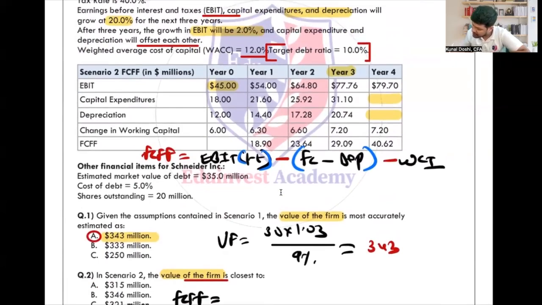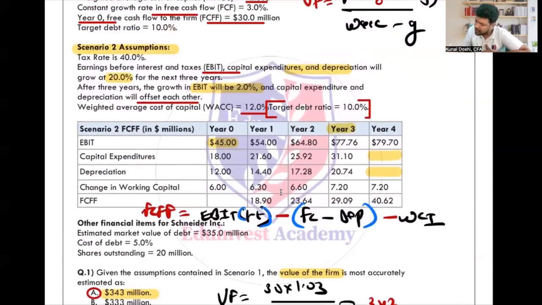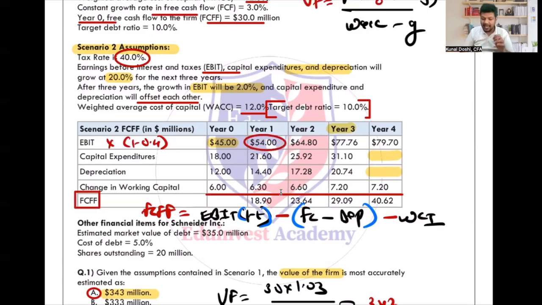So where is my tax rate? It is provided to me. Yes, tax rate is 40%. So whatever your EBIT is, you need to multiply it with 1 minus tax rate, that is, with 0.6. They have already provided me FCFF, however I need to check whether it is EBIT (1 minus T) adjusted or not. Can you put 54 into 0.6? That will give you 32.4, right?